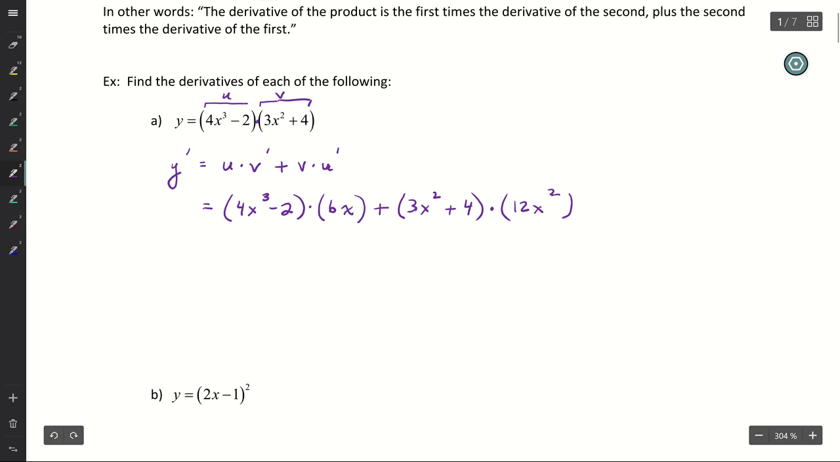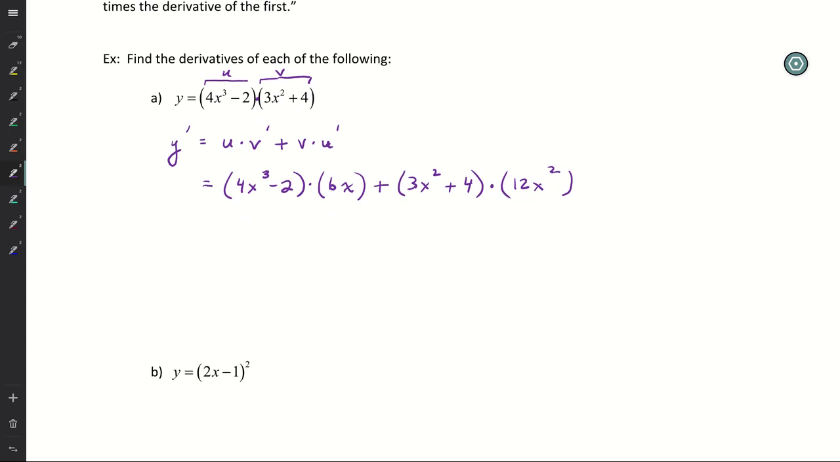All right, and then from here, what I'm going to do is two things. I'm going to go ahead and distribute, in other words, multiply these out, and then before I'm finished, I'm going to check and see if I can factor. When we can, we want to leave derivatives in as nice a form as possible because of some of the things we're going to do later on, so we want to try to factor these if we possibly can. So let me first distribute. I'm going to distribute the 6x into here. So that would be 24x to the fourth, and then minus 12x.